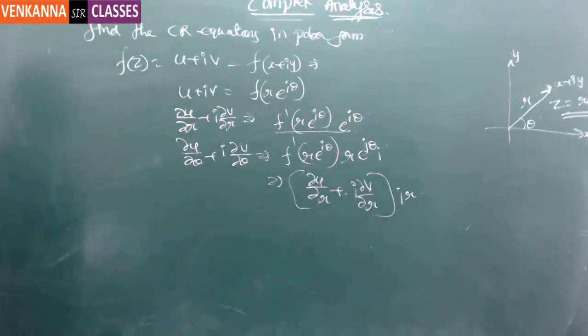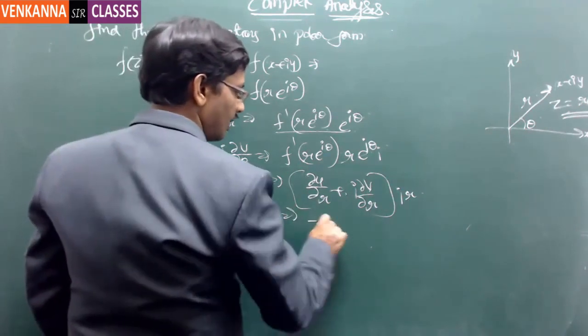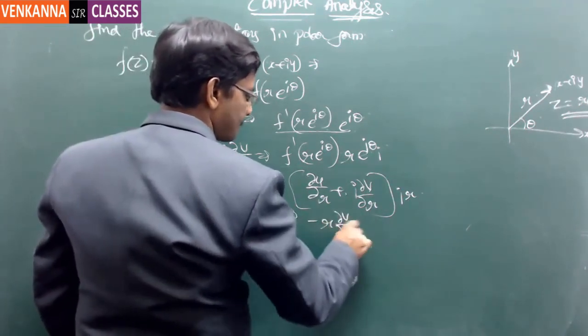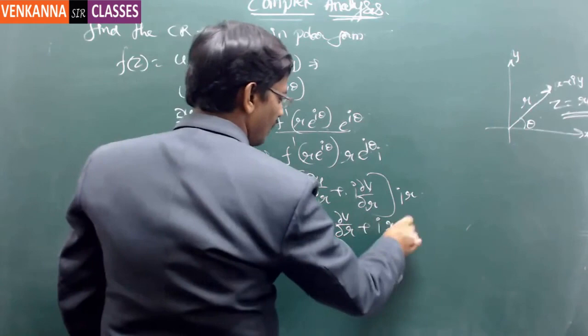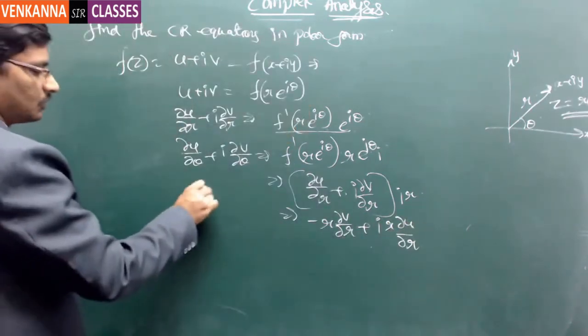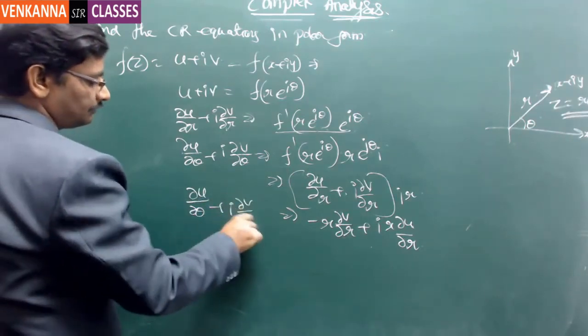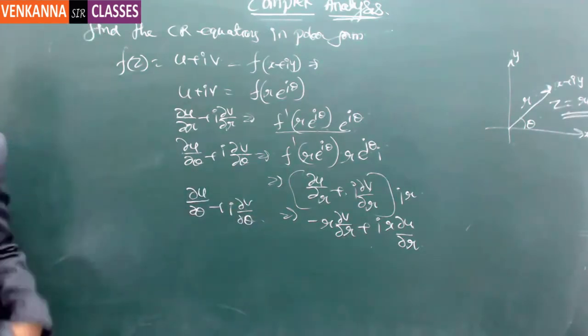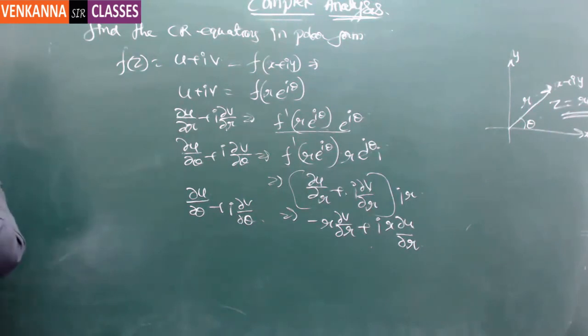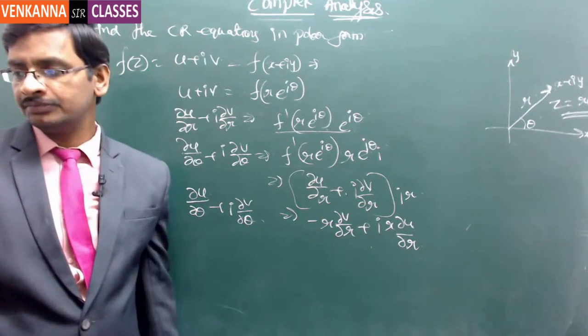Now if you equate the real and imaginary parts, this is minus r ∂v/∂r plus i times r ∂u/∂r. This value is equal to ∂u/∂theta plus i times ∂v/∂theta. Got it? Do you have any questions till this point?